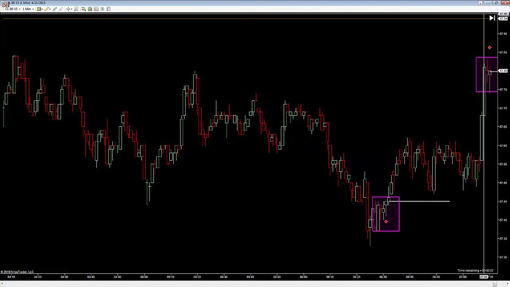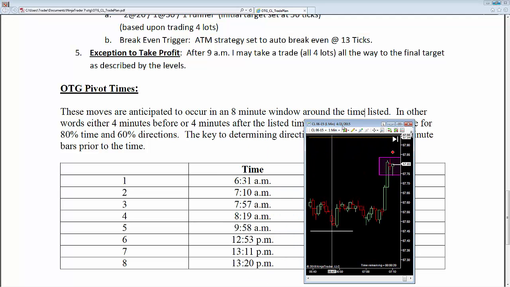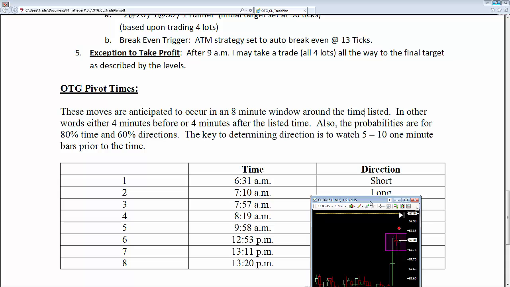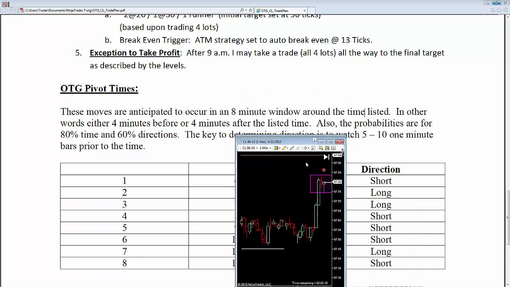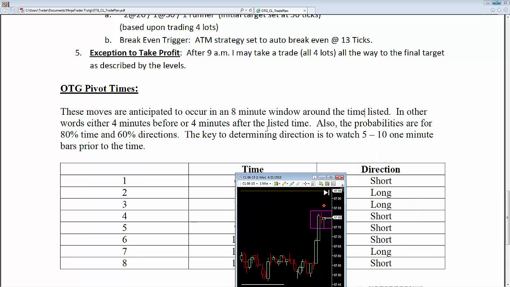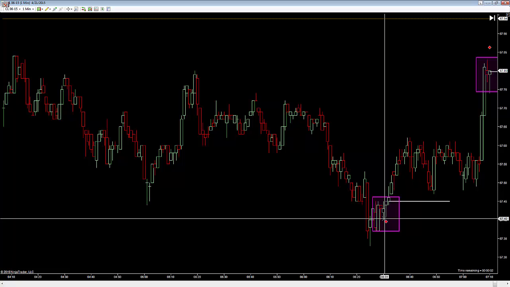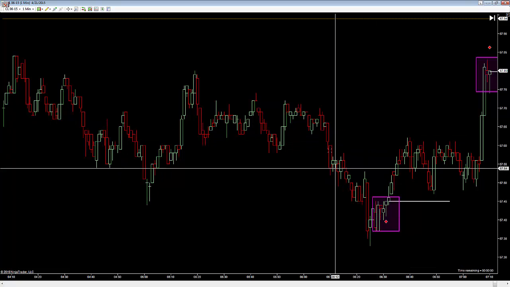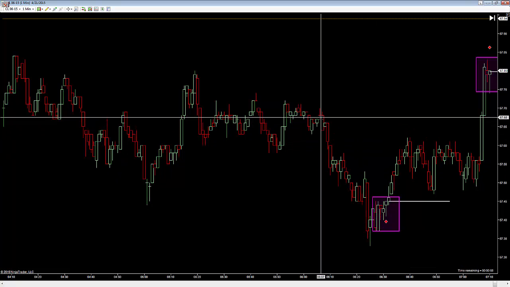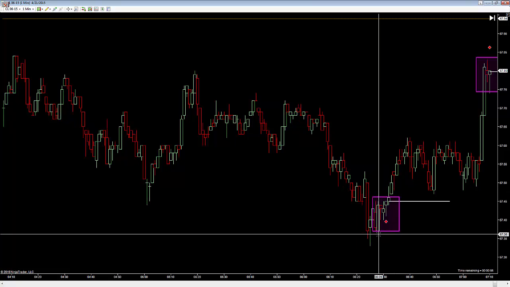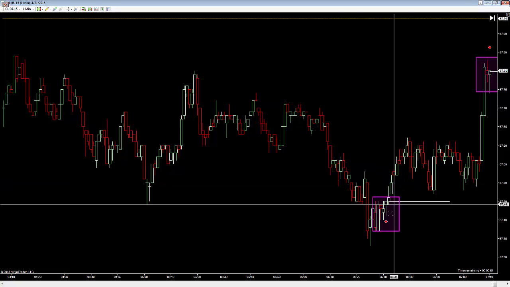Now, on your sheet, it said short at 6:31 a.m. However, there is also a rule here, a filter. The key to determining direction is to watch the 5 to 10 1 minute bars prior to the time that is projected. In this case, here is the 6:31. What was the market doing? Well, it said we were going to be looking to go short, but the market was coming down into that level, so really we would be looking long.